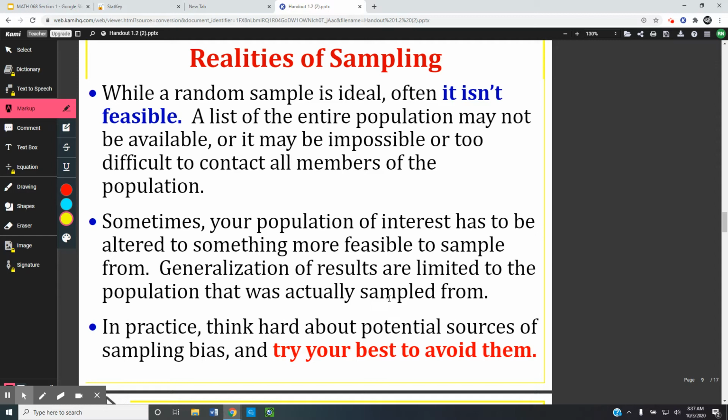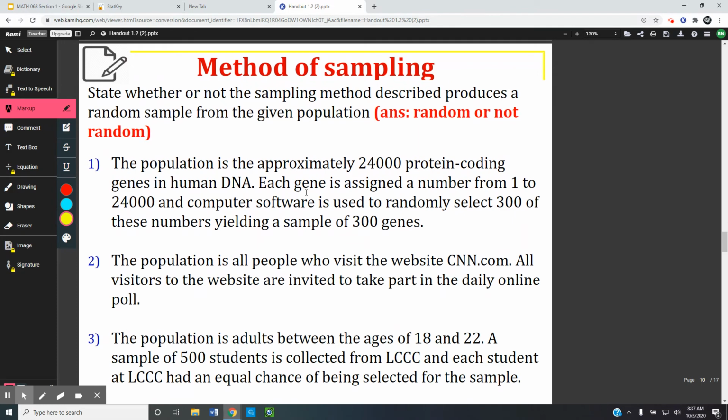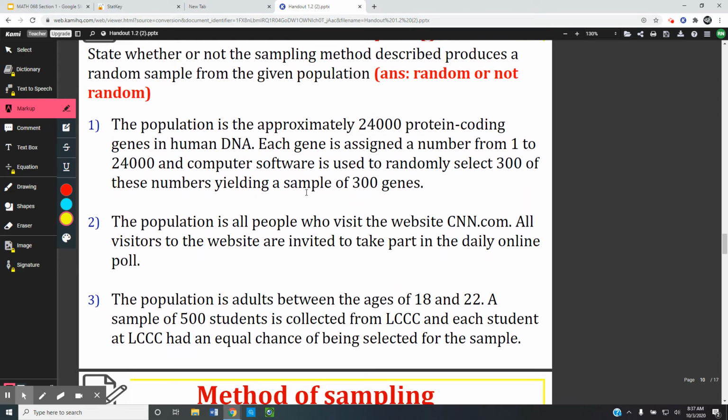In practice, think hard about the potential source of the sampling bias and try your best to avoid it. You're not going to be doing any sampling, but you have to be able to analyze sampling. Here are some methods of sampling we can talk about. State whether the sample is biased or not biased, or random or not random. Okay, so we're looking for a random sample from the given population.